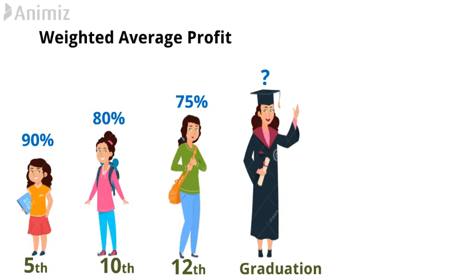In the average profit method, we were giving equal preference to all the profits. But in this method, the valuation of goodwill will take place by giving more preference to the latest profit and less preference to the older years' profit, so that we will get a better result than the average profit method. Okay friends, let's calculate the value of goodwill according to this method.